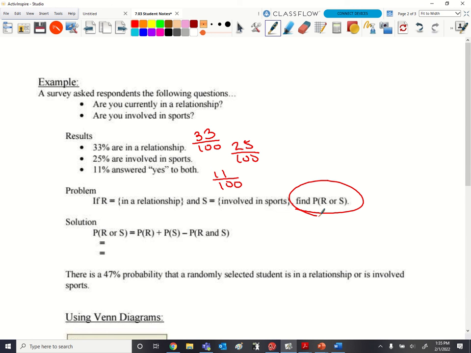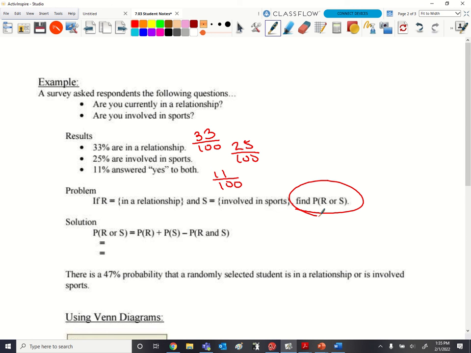Because why? They have both, right? The problem is if you added people with relationship and you added people with sports together, wouldn't you be doubling up on people that have both? Right? That's what that means. So you cannot double up on those.